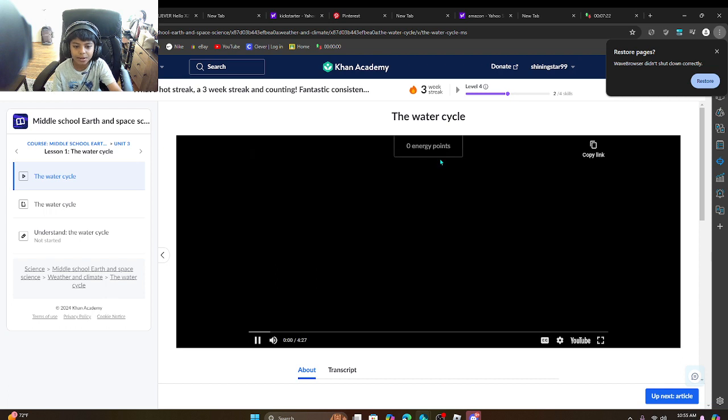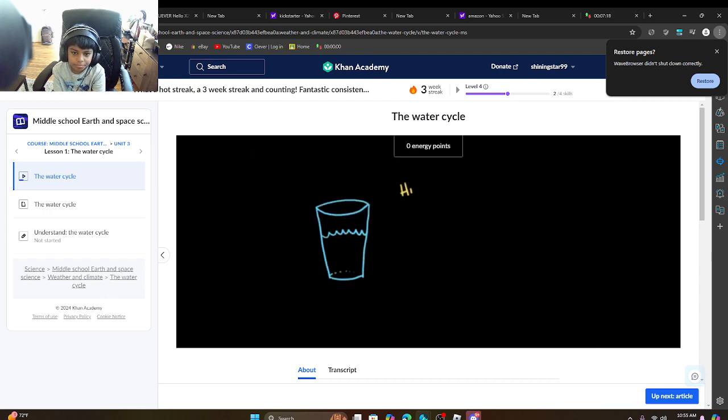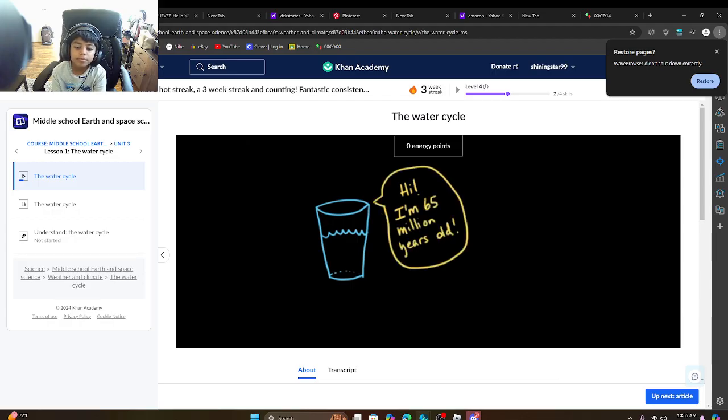The water cycle. Did you know that the water you drink is actually the same water that dinosaurs drank over 65 million years ago? It might be hard to believe, but your water is actually really, really old. In fact, water on Earth is much older than the dinosaurs. Scientists estimate that the water on Earth is at least 4.6 billion years old.